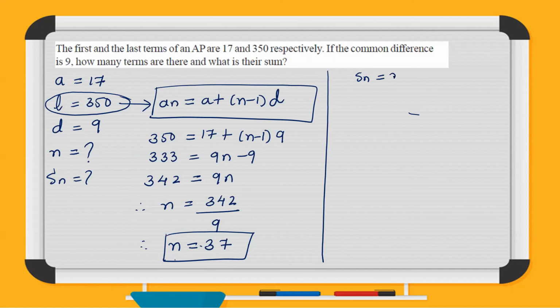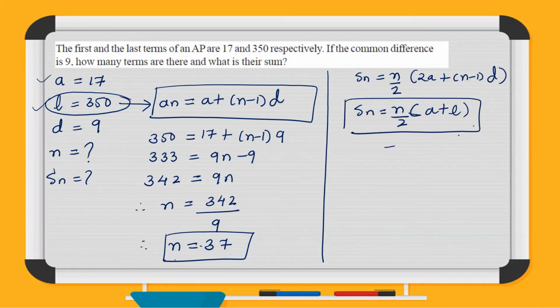Sum is equal to, do not forget this, n by 2 in bracket 2a plus n minus 1 into d. Now, to make the calculation simpler, we know we have the first term, we have the last term, we have calculated n, so simply use the formula Sn is equal to n by 2 in bracket a plus l. So whenever the last term is given, always use this formula. Calculations become easier then.